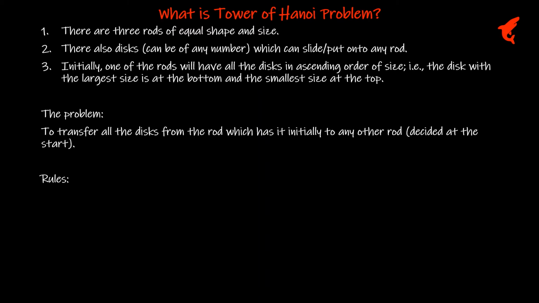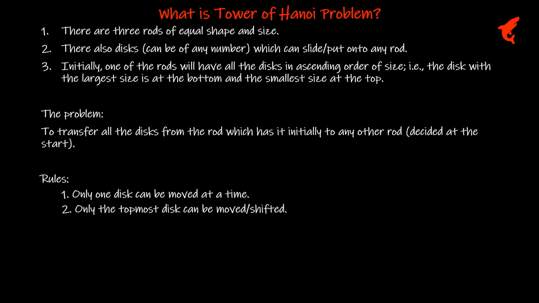However, there are certain rules with respect to the transfer of disks. First, you can only move one single disk at a time. You cannot transfer multiple disks at a point in time. Second, you can only move the topmost disk from the rod. You cannot take an in-between disk and transfer it to any other rod. And finally, never at any point of time can you have a disk smaller in size below a disk larger in size. So a smaller size disk has to always be above the larger size disk.